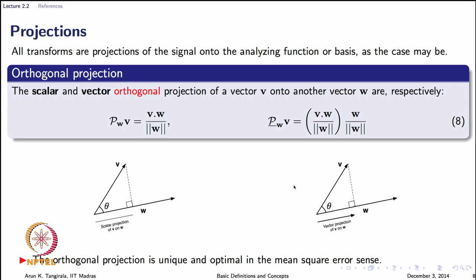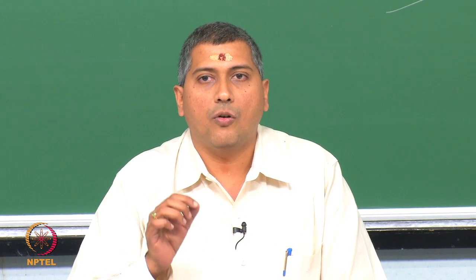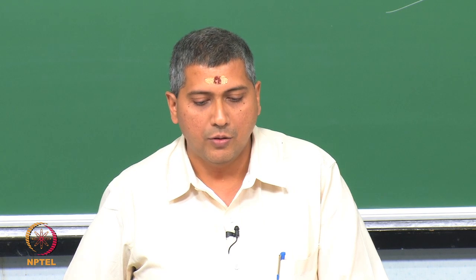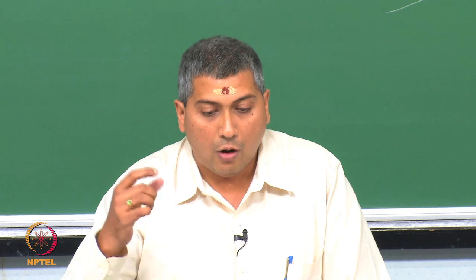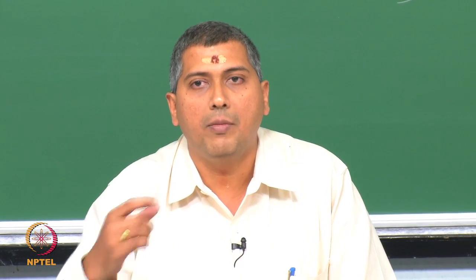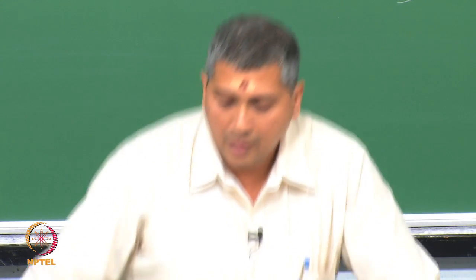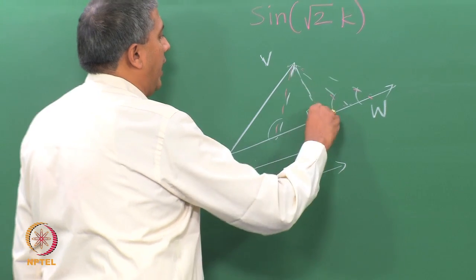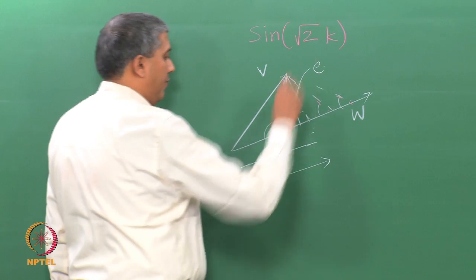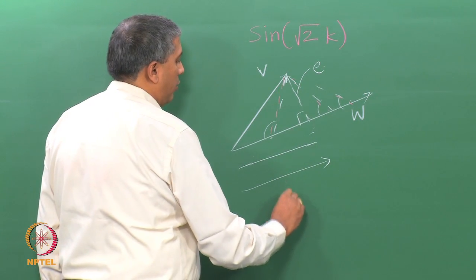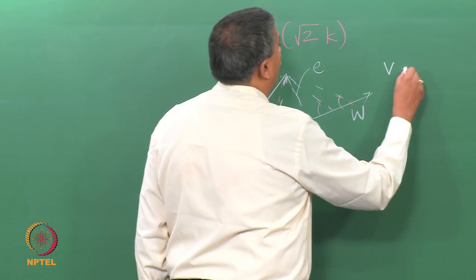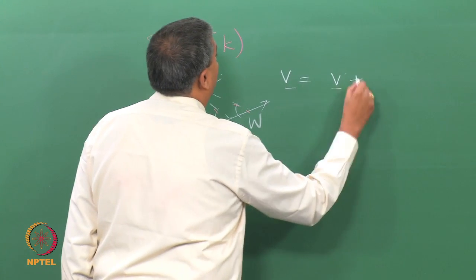Now, a very interesting property of this orthogonal projection is that it is the best approximation of v using w. If I want to express v using w, then the orthogonal projection offers the best approximation in the minimum mean square error sense. In other words, if I look at this vector here, this is the error. So vectorially, if I call this E and this orthogonal projection v hat, I can write v as v hat plus E.